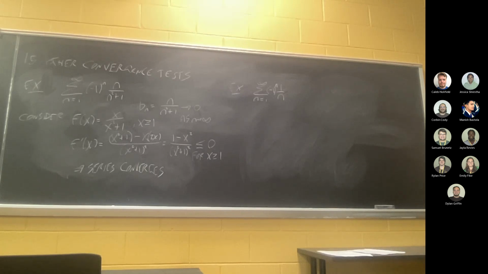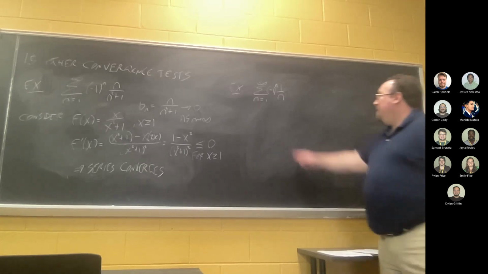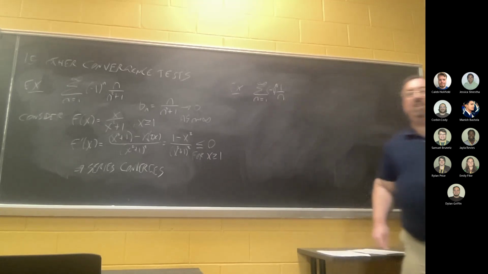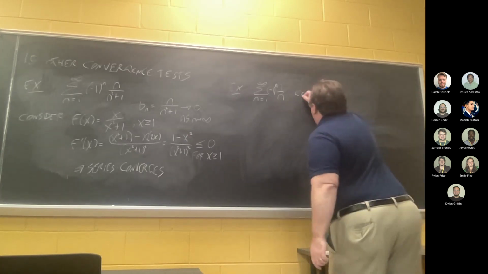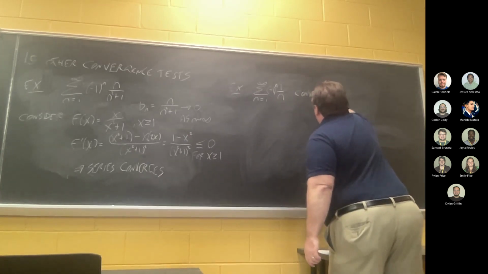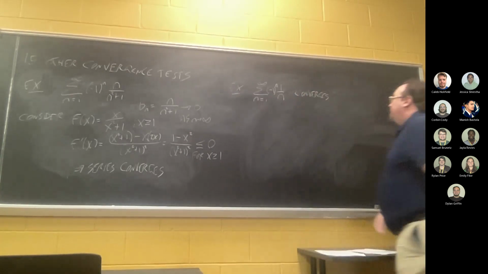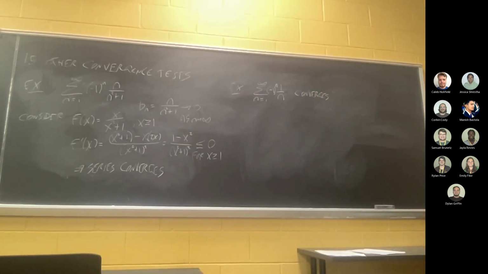Does it pass the assumptions of the alternating series test? Yes, it does, because the expression 1 over n is definitely decreasing as n goes to infinity. It's also going to 0. So this series converges. It's because of that alternation, that (-1)^n, that made it converge.